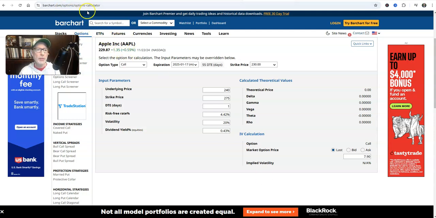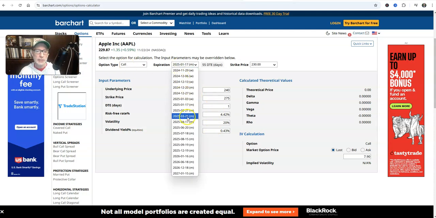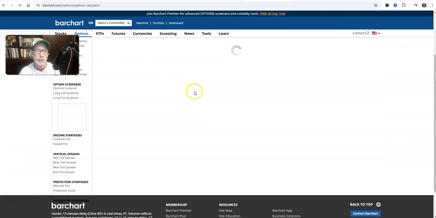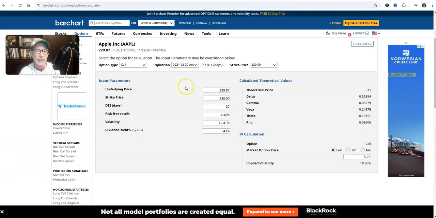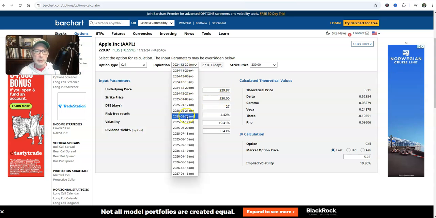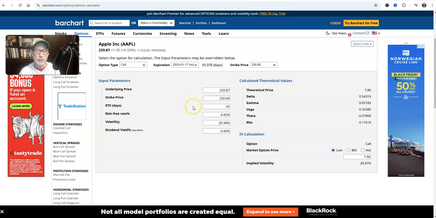So once you open up the Barchart options calculator, it's free. You type in the symbol, and it'll default to the numbers that were there at the end of trading. Okay, so we're looking at a call option. Let's go out to January 2025, so we're all on the same page. Let's reboot this so it has all the right numbers from Friday. Here's where Apple closed, 229.87. Let's look at the at the money, and let's go back to January. Here's the January. Okay, so it has the option value just under $8.